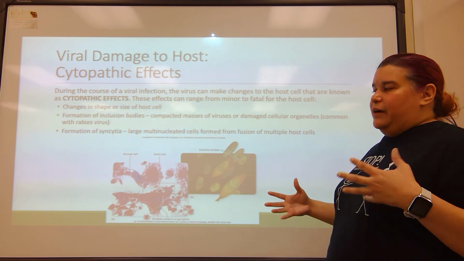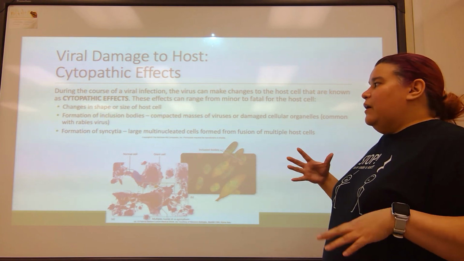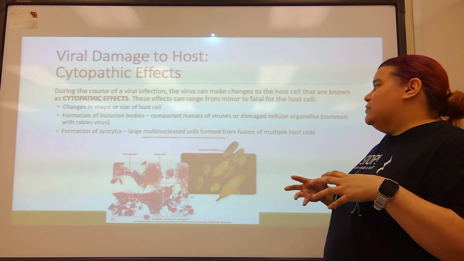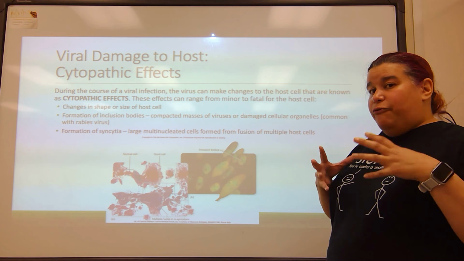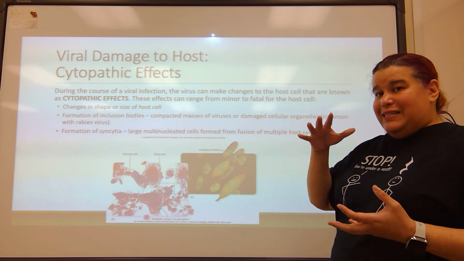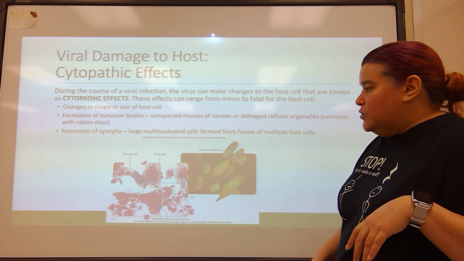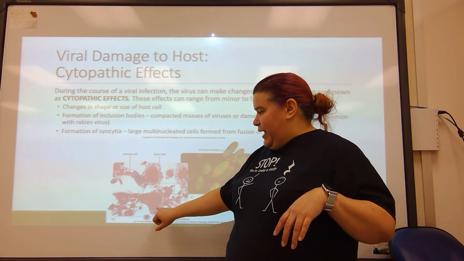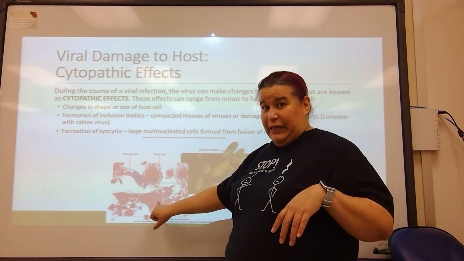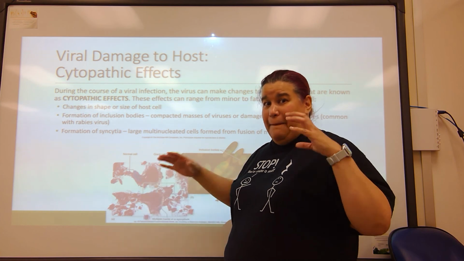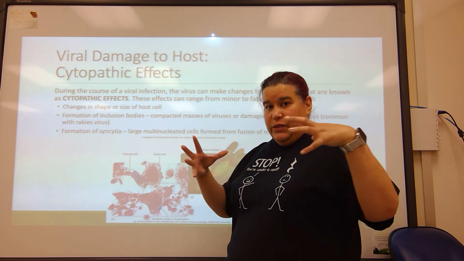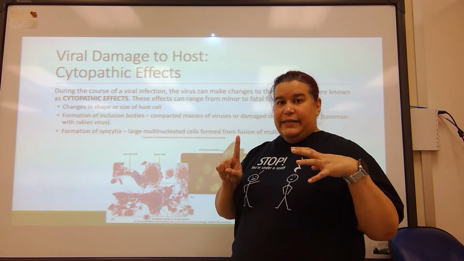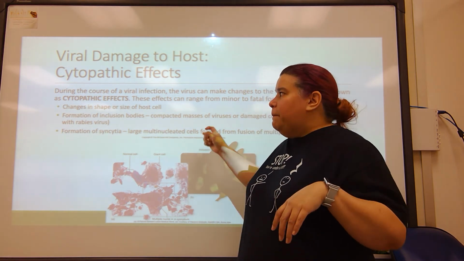Formation of syncytia. So syncytia are large multinucleate cells, and these are formed by fusing together host cells. So here, if you look down here, you'll notice that I have a lot of nuclei. This is one massive cell that was the fusion of several cells into this one kind of mega cell.